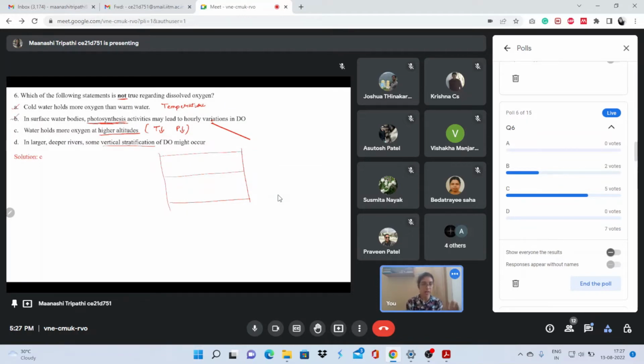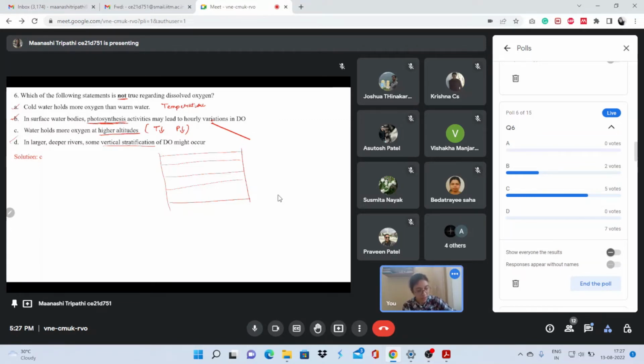Means in the daytime there will be photosynthesis. For example, if a water body has an oxygen content of 3 milligram per liter, but there are plants, they will do photosynthesis and release oxygen. So at the end of the day, in 3-4 hours, the oxygen can be 4 to 5 milligram per liter. So this is also correct. D. In larger and deeper reservoirs, some vertical stratification of DO might occur. So this is a fact that in very large and deep reservoirs, we have a difference in the DO value.